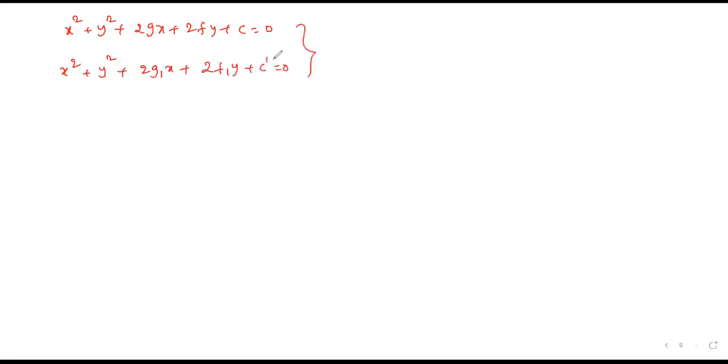Usually we take the first circle as x square plus y square plus 2gx plus 2fy plus c equal to 0, and the second circle as x square plus y square plus 2g1x plus 2f1y plus c1 equal to 0. So both circles are orthogonal means 2gg1 plus 2ff1 equals c plus c1. This is the condition for two circles to intersect orthogonally.